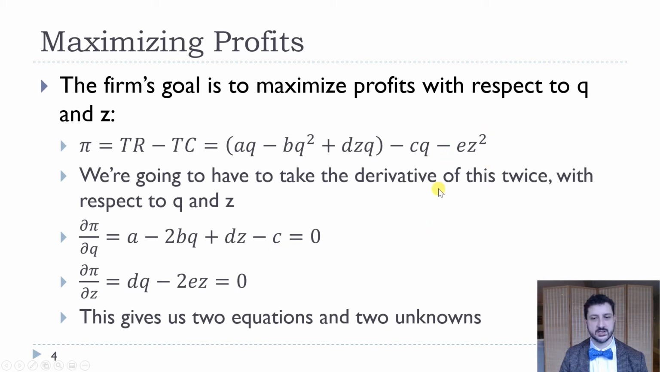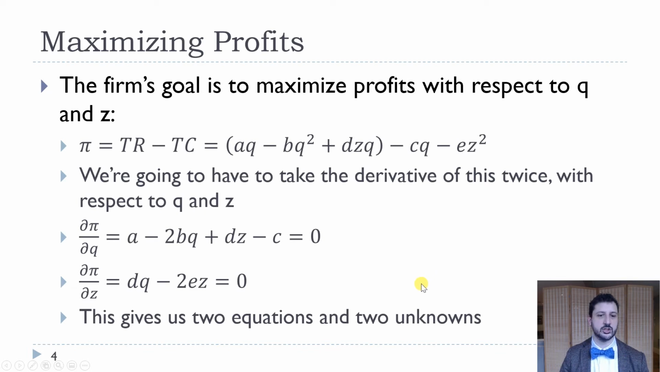That EZ squared term has no Q in it, so it doesn't show up in this formula. So that equals 0. That's our first order condition. And then the derivative of profit with respect to z equals DQ minus 2EZ equals 0. So now we have two equations and two unknowns. Remember, A, B, C, and D are all just constants, and E. And so we can solve these pretty easily.